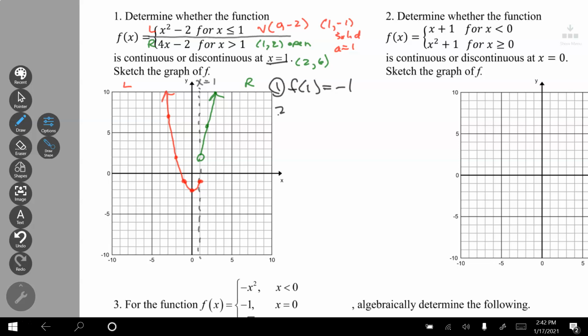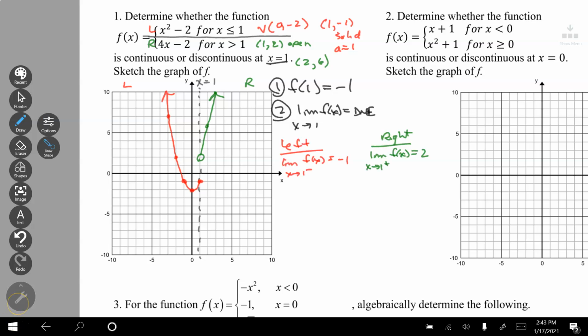Step 2. Does the limit as x approaches 1 exist? Well, let's see. Does my left side in red meet my right side in green? The answer is no. That is DNE. So even out of notation, my left side in red, the limit from the left side of 1 was equal to -1. The limit from 1 from the right side is equal to 2. They don't equal each other.